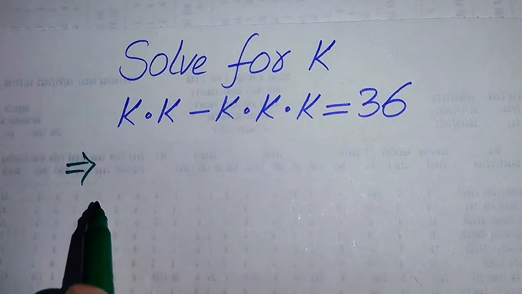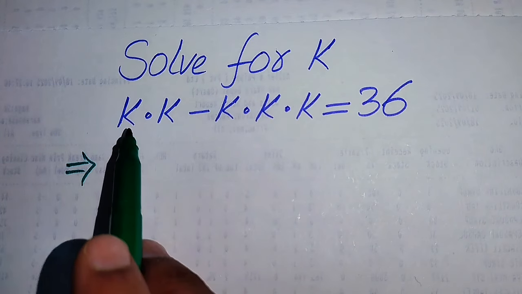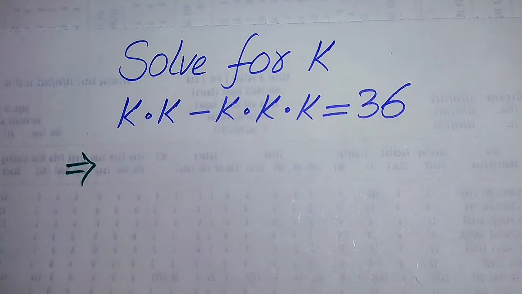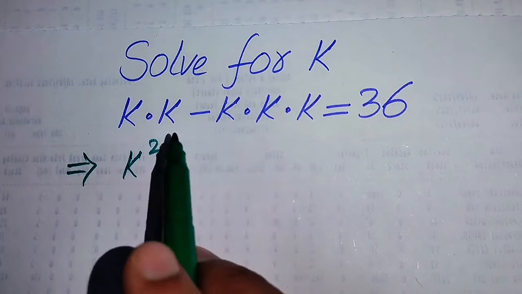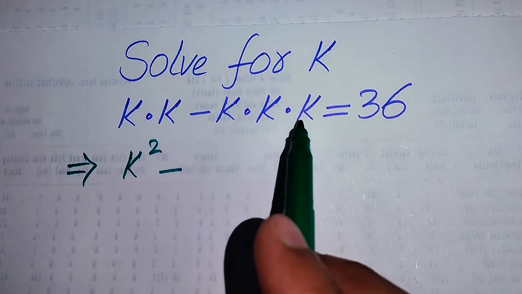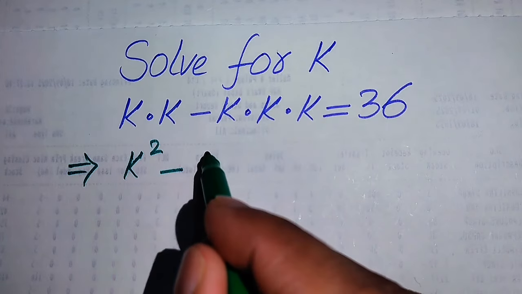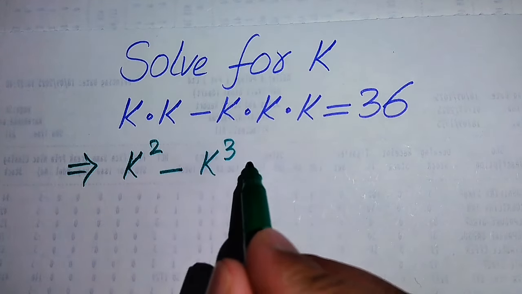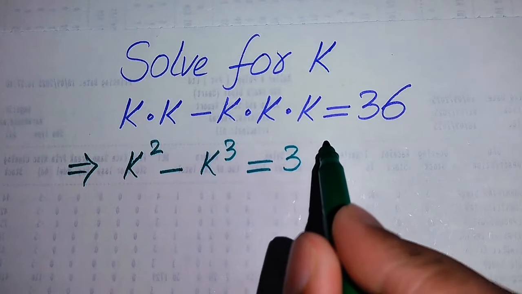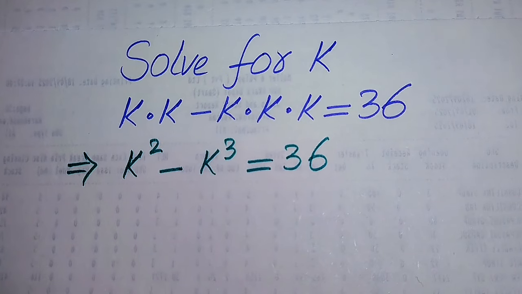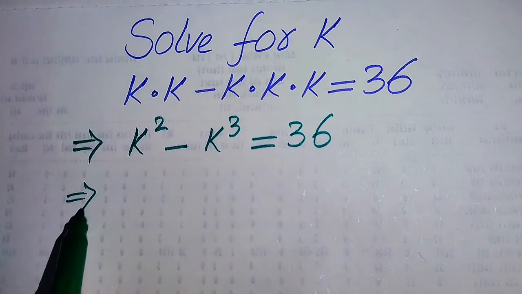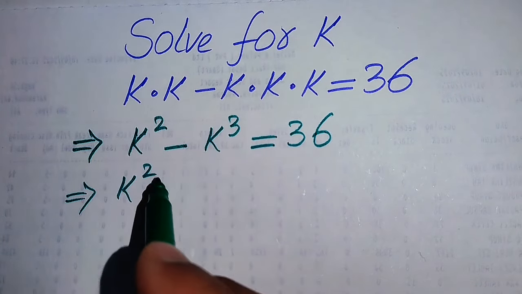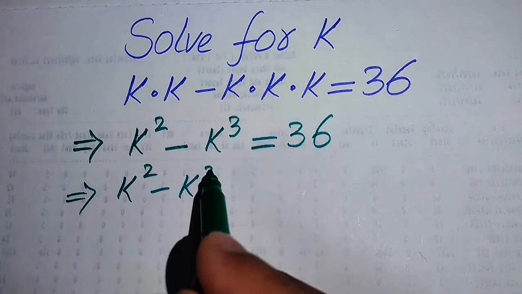The very first thing we are going to do is, here first you see that this is k multiplied by k, and this will be written as k square minus, in the same pattern k multiplied by 3 times, and we will write it as k cubed, and this whole equation is equal to 36. And now in the next step we need more simplification, and it will be written as k square minus k cubed.